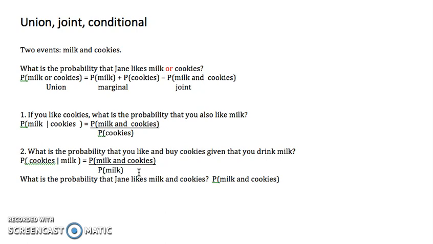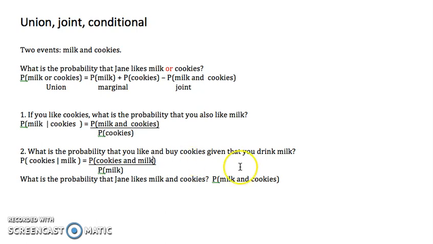Question 1 and 2 are not the same thing. They are different. In question 1, cookies is what we use as the condition. In question 2, milk is what we use as the condition. That's why the denominator is different. Aside from that, in the numerator, we have milk and cookies. Let me write it differently. Cookies and milk, same thing. Cookies and milk, milk and cookies, yes, we can interchange them. And it's the same. Okay?